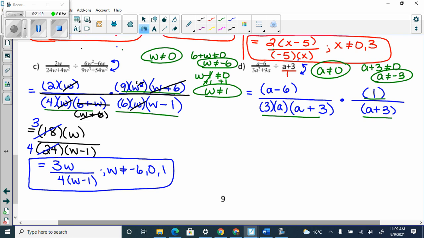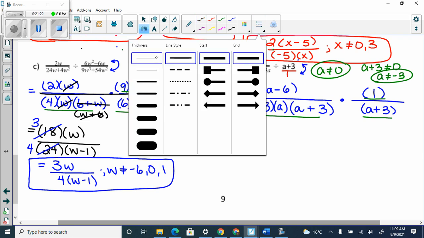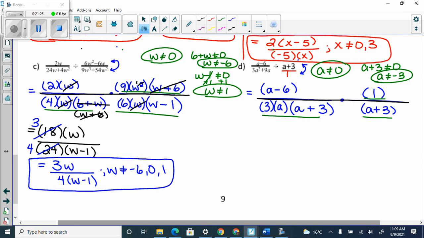Now, because it's multiplication, I can extend that line. Does anything cancel? No. It's trickery, because you think something should. It doesn't. So you're going to go 1 times a minus 6, which is just a minus 6, because the 1 doesn't change anything, over 3a, a plus 3. Instead of writing a plus 3 times a plus 3, I can just write a plus 3 squared. A can't equal 0 and negative 3.